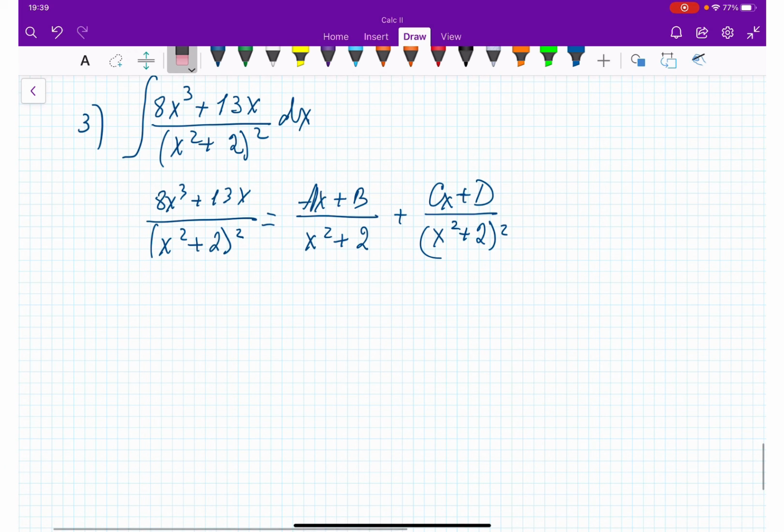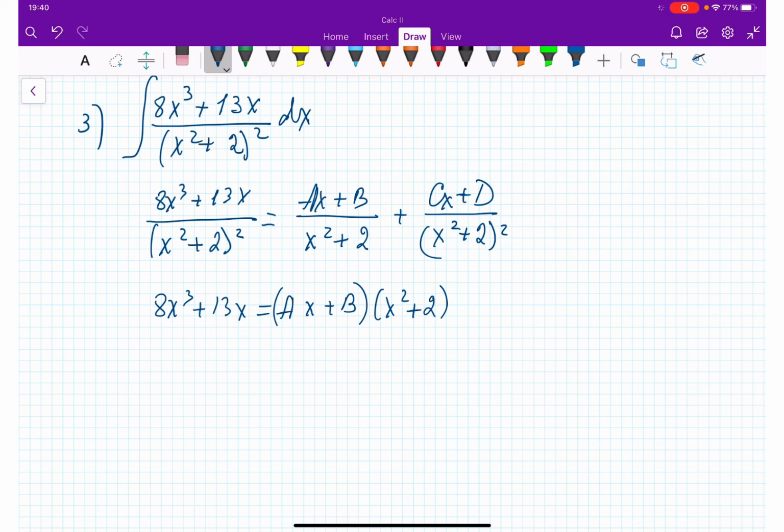Okay, now the least common denominator is going to be x squared plus 2 squared. Therefore, we are going to have 8x cubed plus 13x equal to ax plus b times x squared plus 2, right? Because here we have degree 1, so we need to multiply by only degree 1. Next, plus cx plus d. Here we don't multiply by anything because we have degree 2, the full denominator.